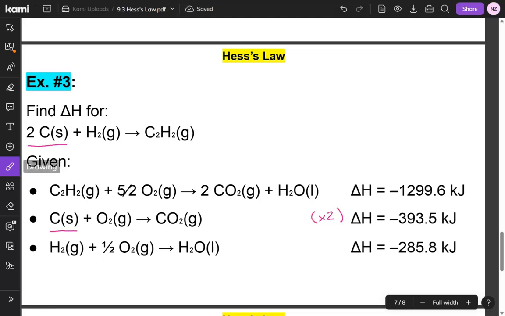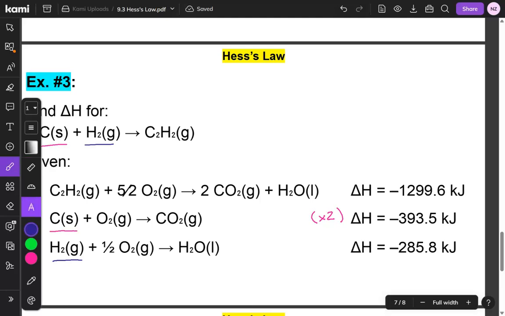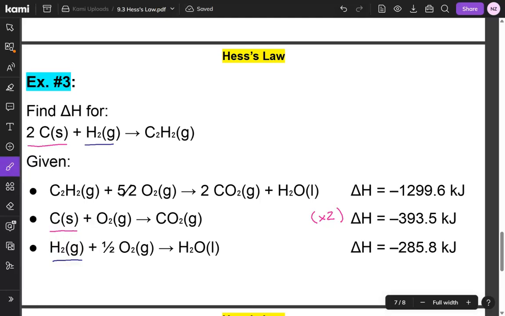Eventually. Okay, let's see. We have hydrogen. Hydrogen is present in our third equation. It's on the correct side, so we don't need to do anything with that. And then finally, we have C2H2. That is present in the first reaction and only the first reaction. So we're going to need to flip that to get it to the correct side.